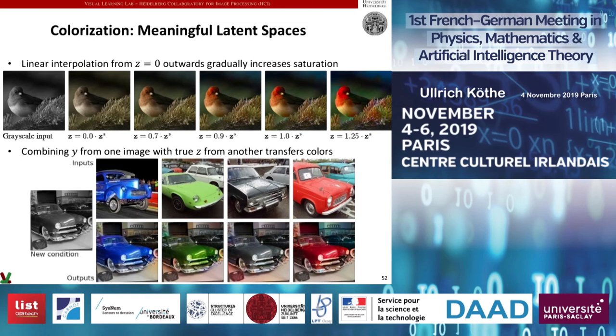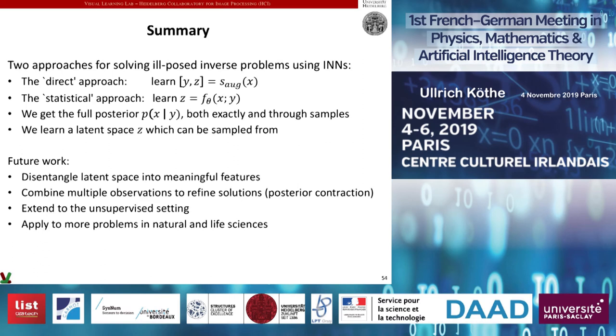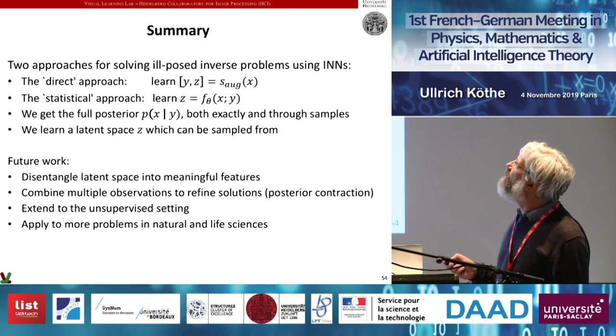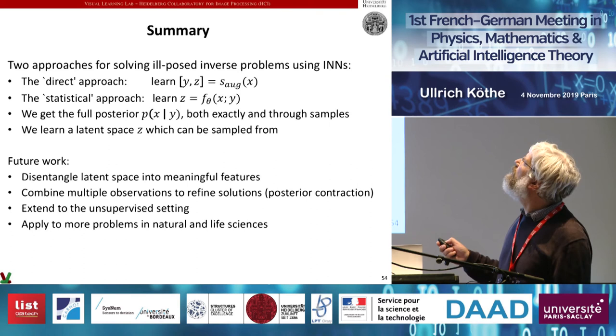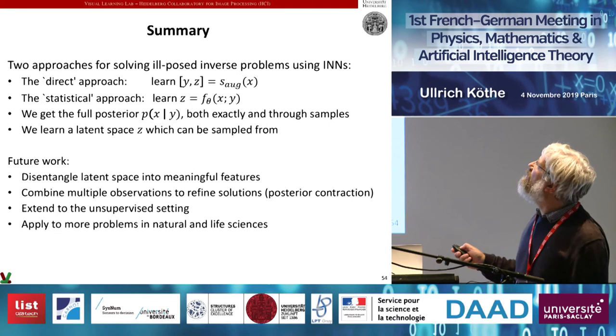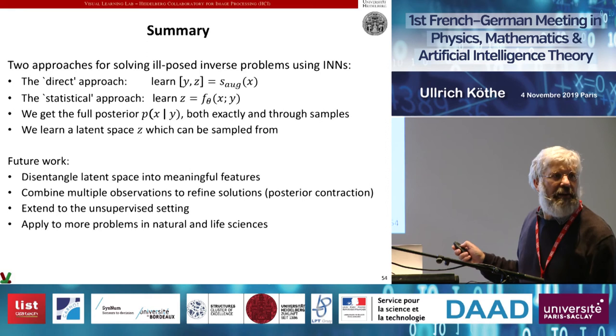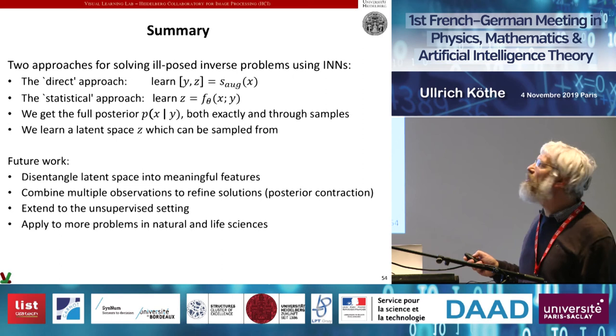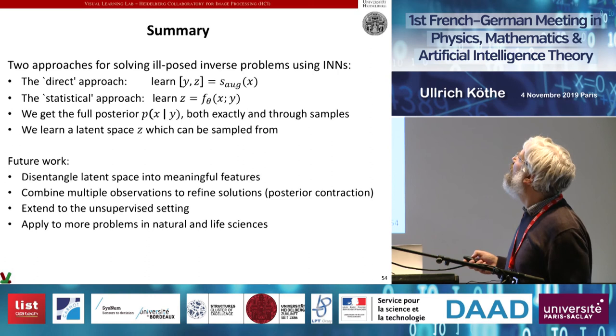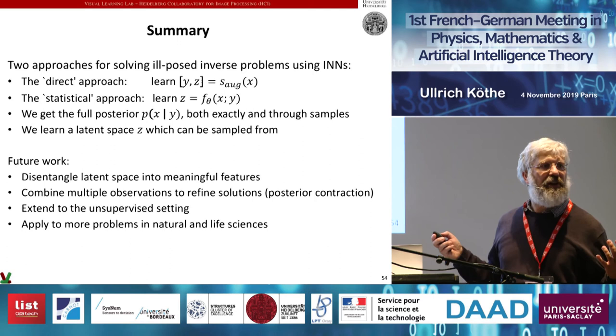Okay, so I should come to the end. I have shown you two approaches to solving ill-posed problems. The direct approach, where we augment the output space y with a latent vector z so that it matches the dimension of x. Or the statistical approach, where we learn a mapping from x to z, where z has the same dimension as x, parameterized by the observations y. In both cases we get the true posterior when the network is perfectly converged. And we do get diverse solutions because we have a posterior and not just a deterministic single solution.